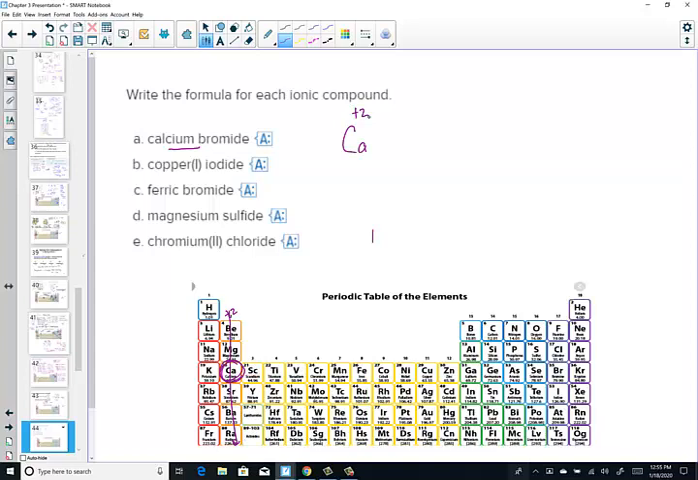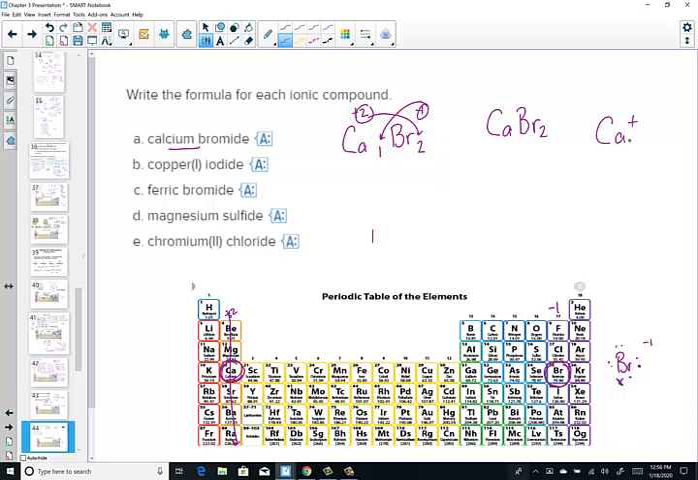Here's bromide. That's from the element bromine. I know that it carries a -1 charge just because it lives in group 7A. Bromine, with its 7 valence electrons, will add 1 more to become like a noble gas, making it a -1. When we crisscross, we bring our numbers around and down. Ca1Br2. Calcium bromide, CaBr2.